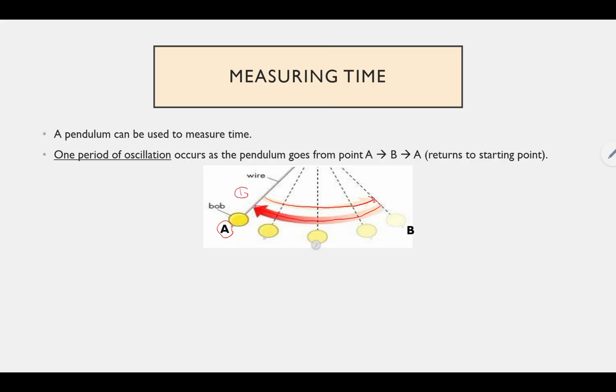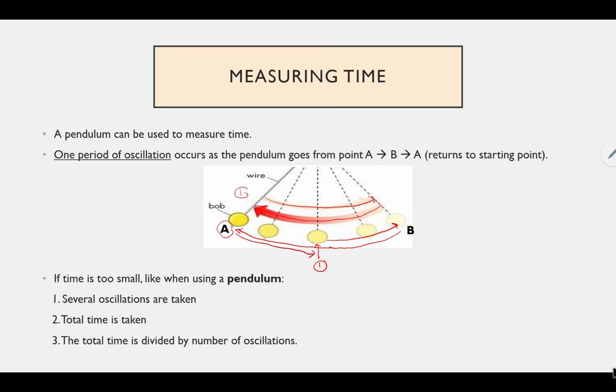What if it starts in the middle? It goes all the way to B and it just goes back to A. Is that a complete oscillation? No. It has to go all the way to the end. It has to go all the way to the extreme ends and go back to the starting point. That's one full oscillation.